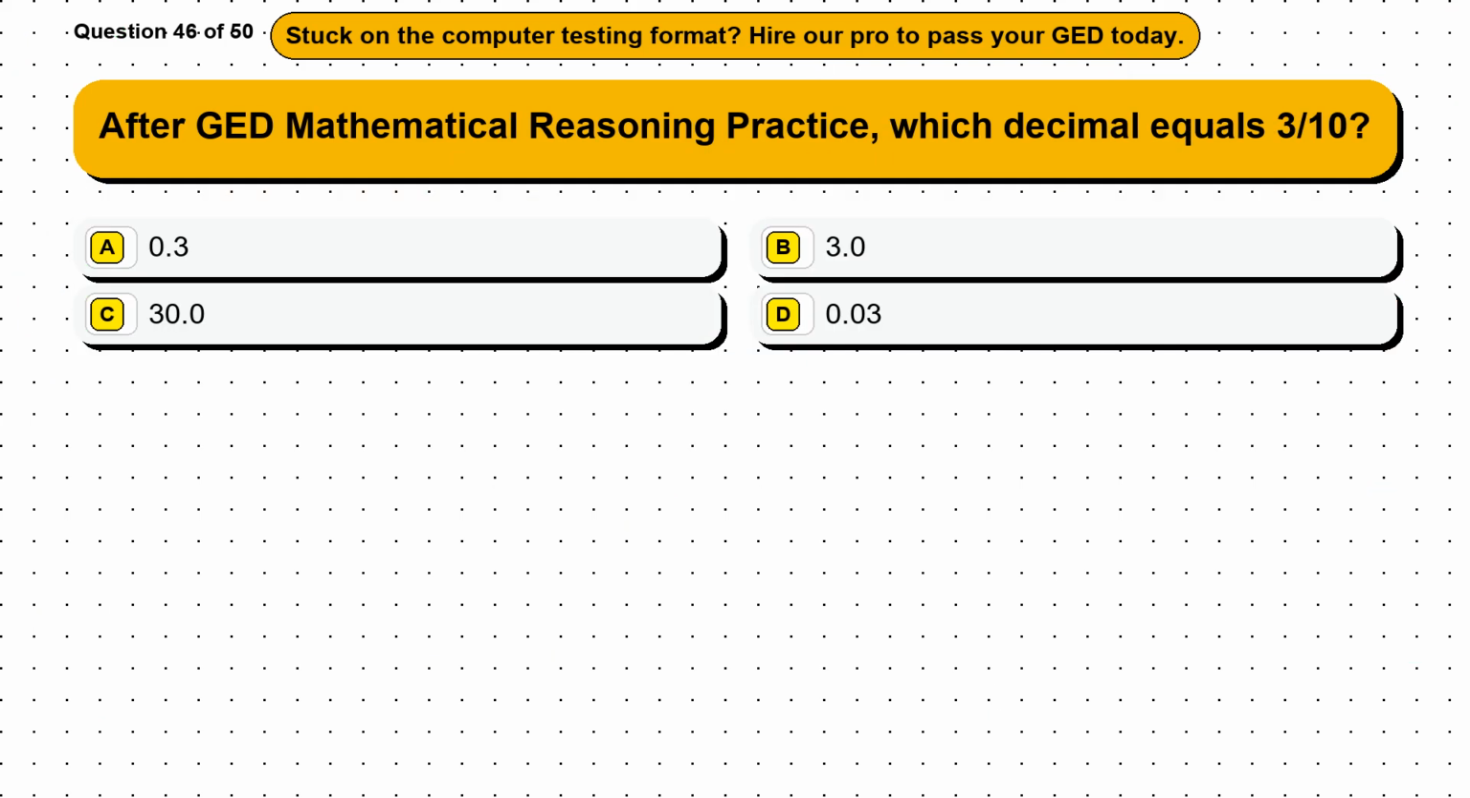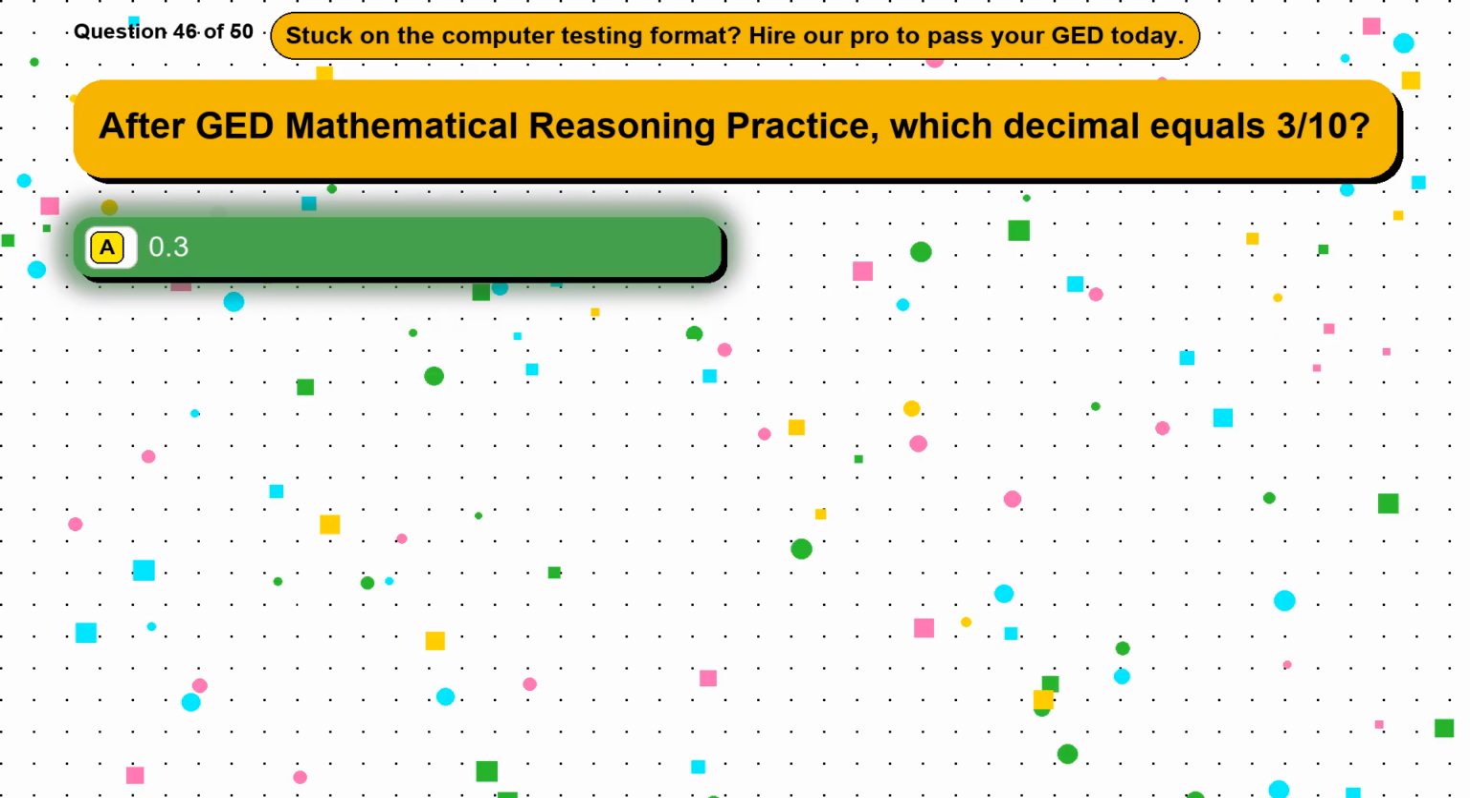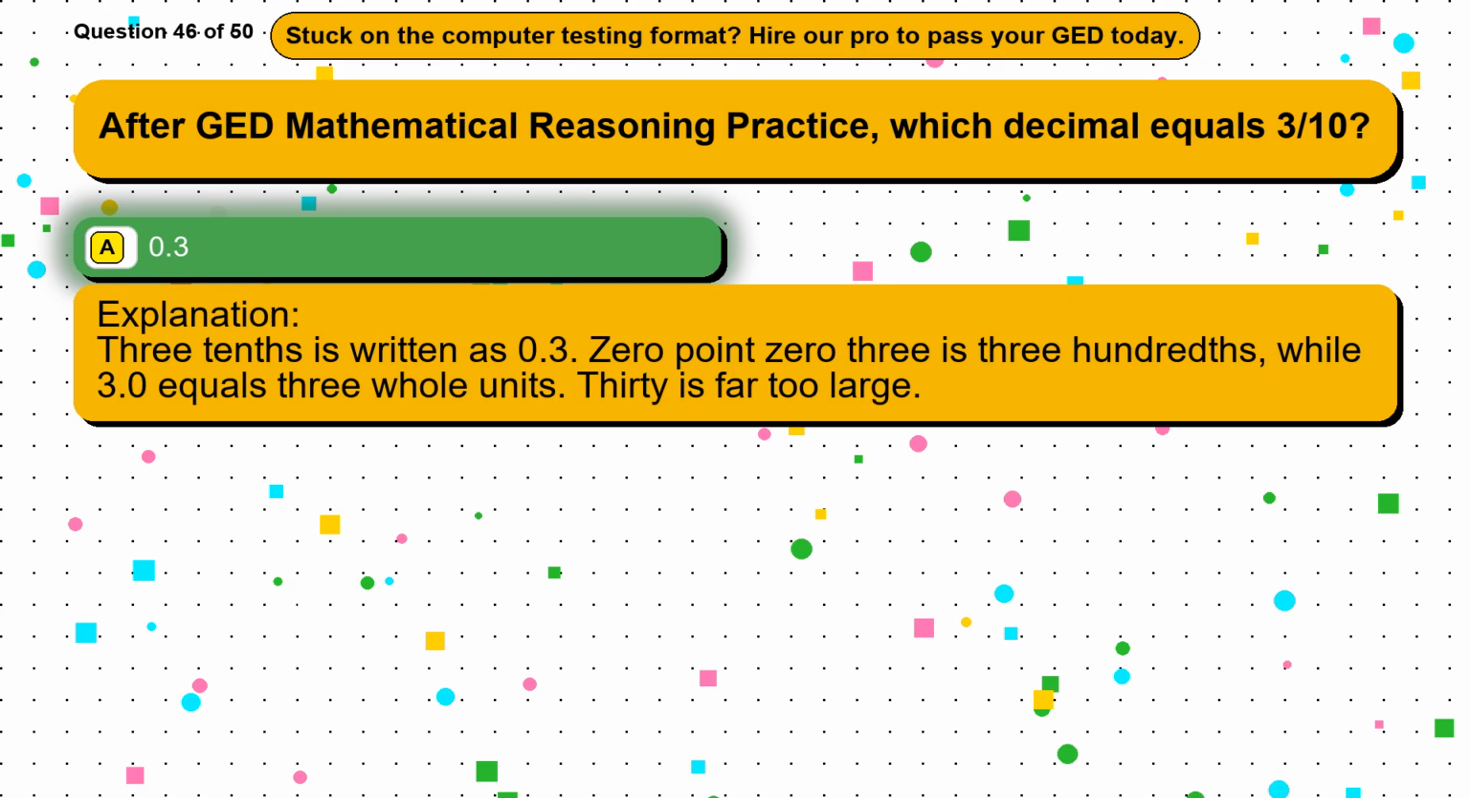Question 46. After GED Mathematical Reasoning Practice, which decimal equals 3/10? Option A, 0.3. Option B, 3.0. Option C, 30.0. Option D, 0.03. The correct answer is option A. 0.3. 3/10 is written as 0.3. 0.03 is 3/100ths, while 3.0 equals 3 whole units. 30 is far too large.